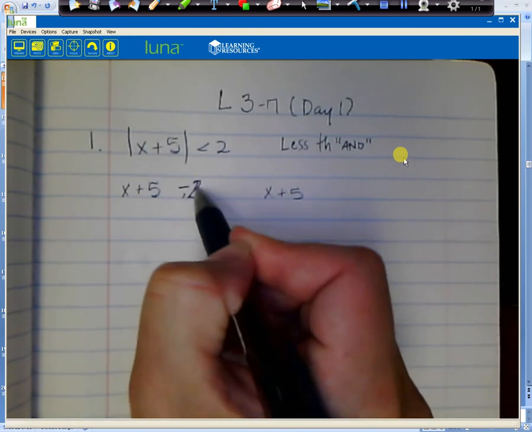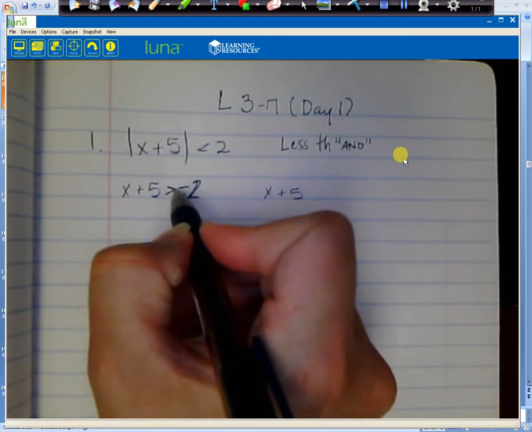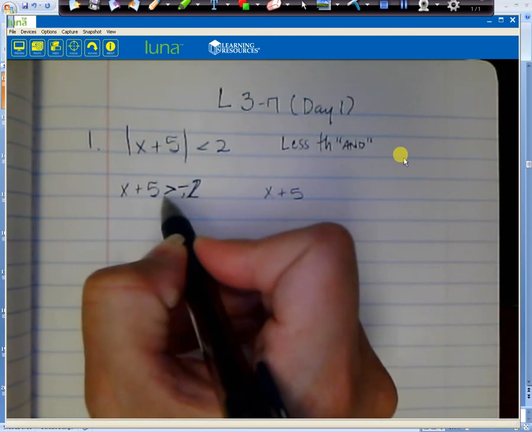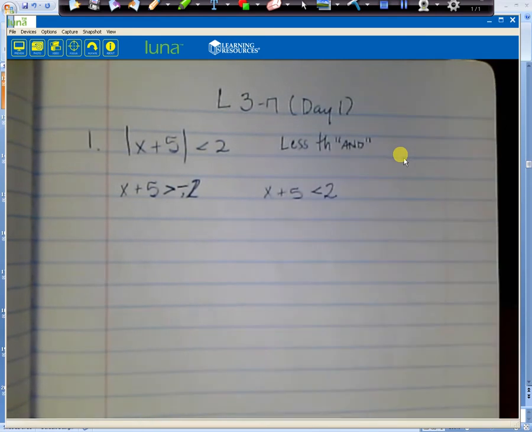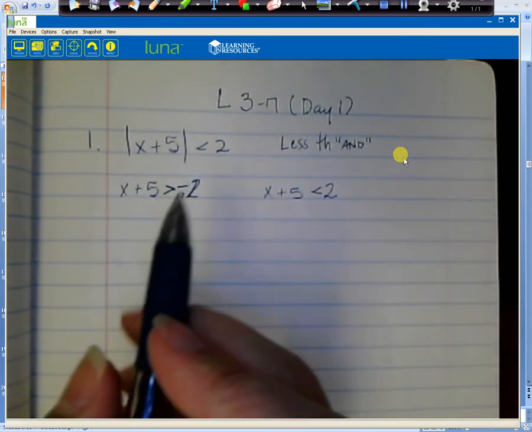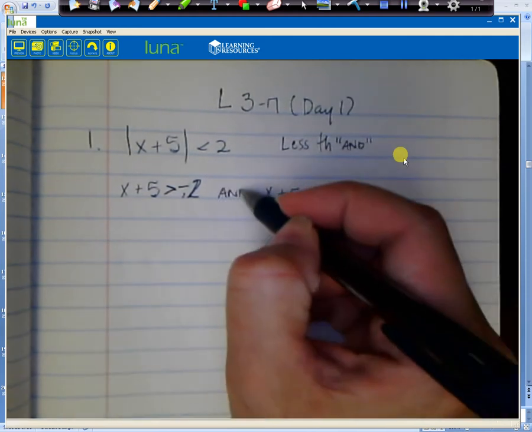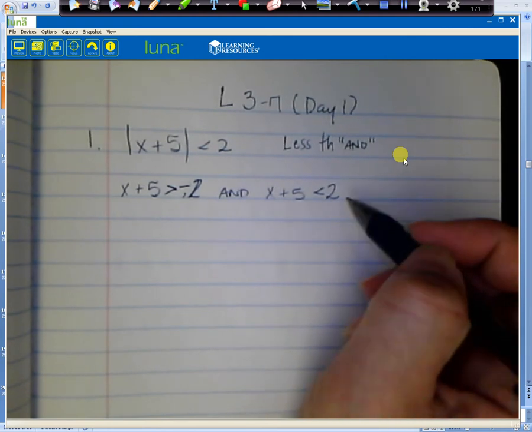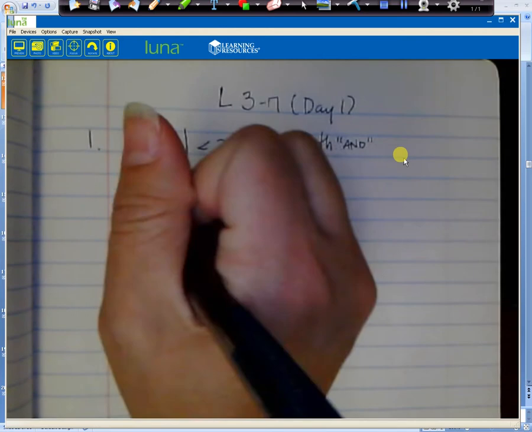Now the difference here is that I do have to flip my sign, okay? So not only am I making this number from positive to negative, but now I'm having to flip my sign in the middle. Now over here, I'm just going to bring down my sign and my number. Nothing changes, okay? So over here, you should have x plus 5 is greater than negative 2. And over here, you should have x plus 5 is less than 2. Now, just like all the other absolute value problems I have solved, I'm going to subtract 5 on both sides.